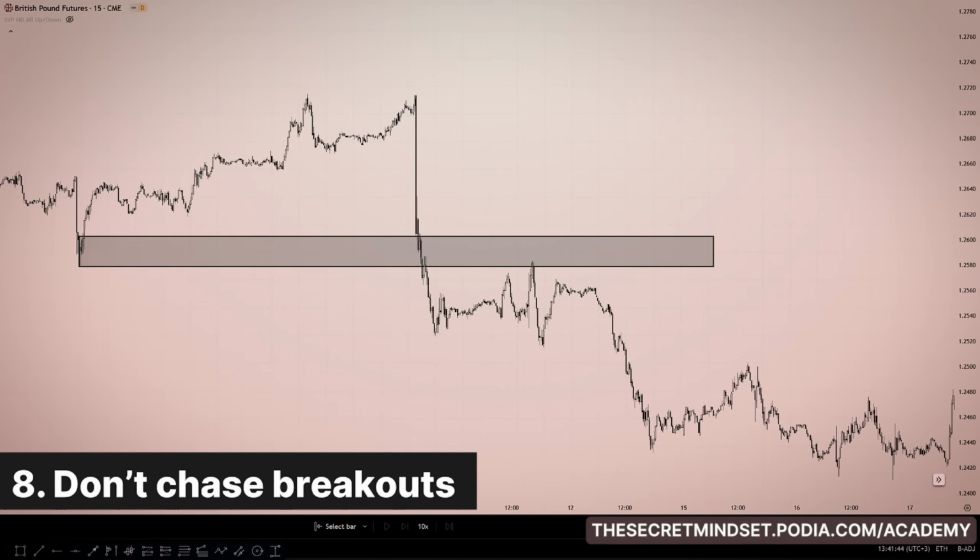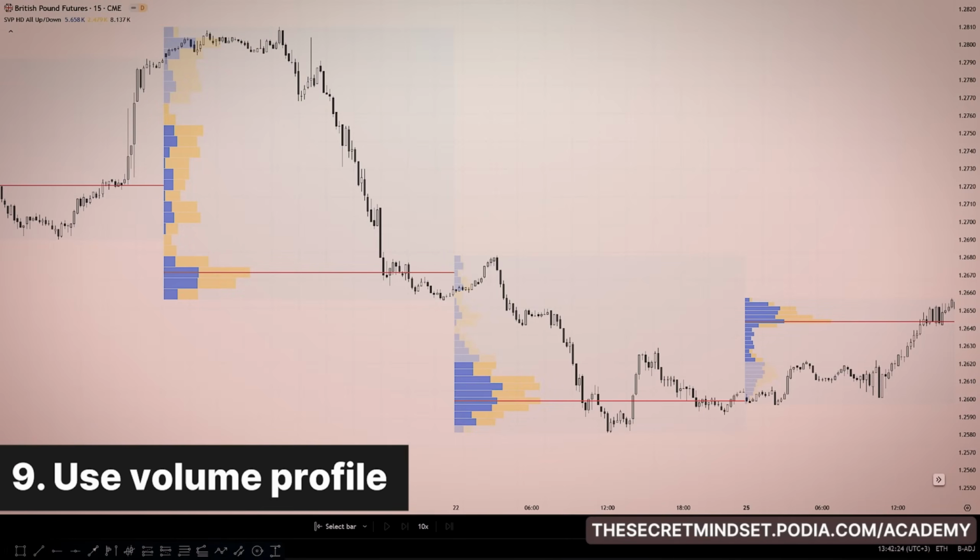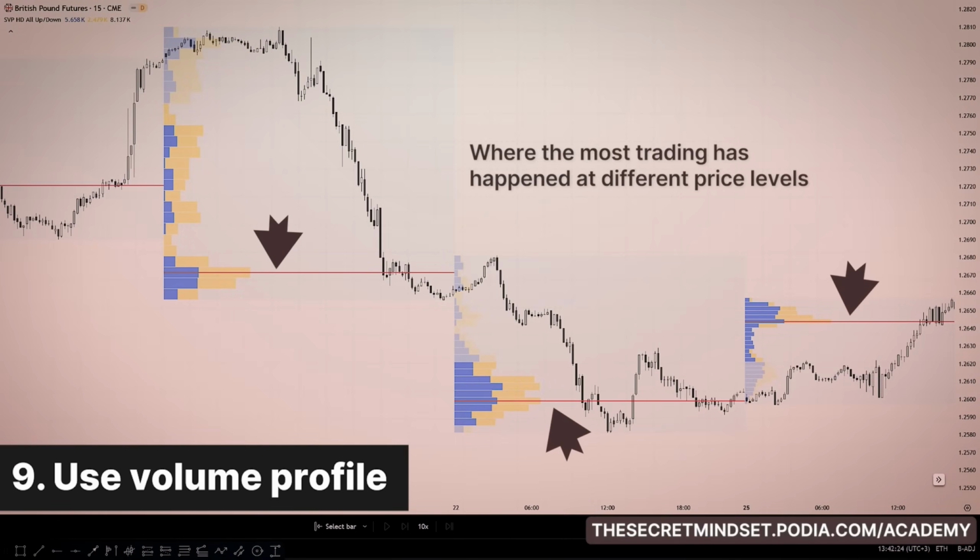Many traders jump on breakouts only to get burnt. Instead, look for pullbacks to liquidity zones after a breakout. This is often where smart money enters. Use volume profile. This tool shows you where the most trading has happened at different price levels. High volume nodes often act as strong liquidity areas.